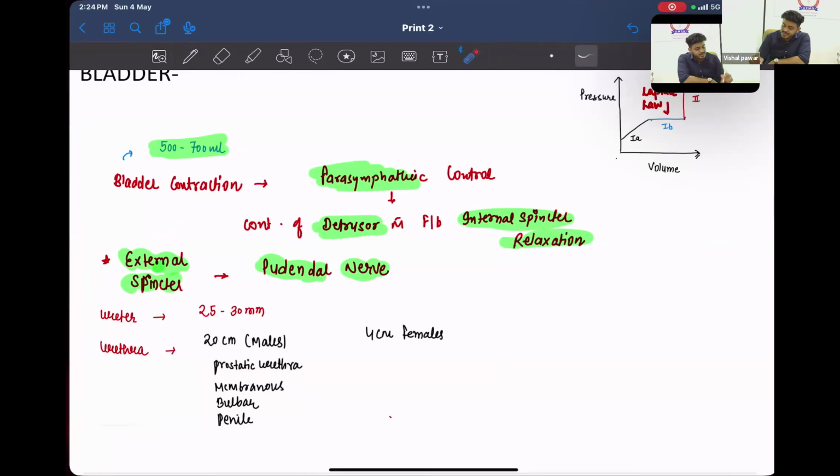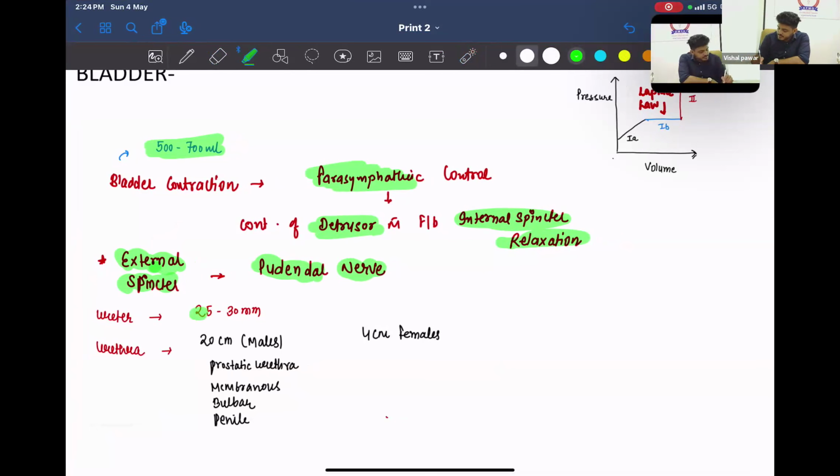The size of the ureter is going to be what? How much? 30 millimeter. Ureter, right? These are going to be the ureters. And the size of the urethra in males is going to be 20 centimeter. In females, it is going to be 4 centimeter.